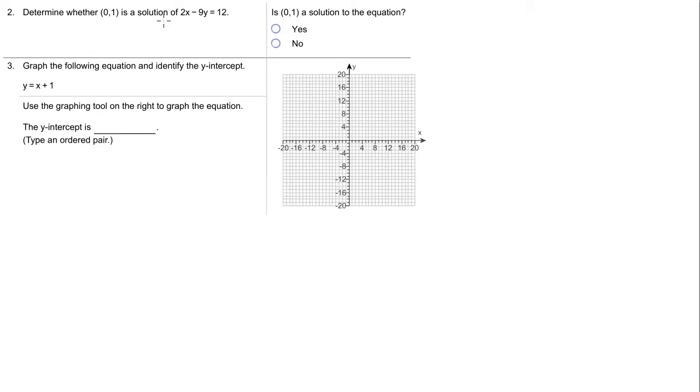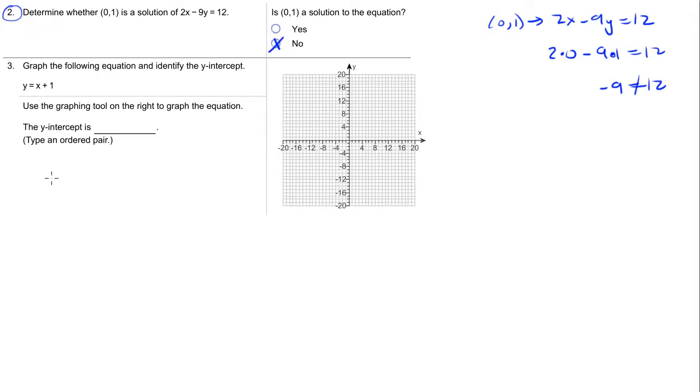Let's determine whether, number 2 here, let's determine whether 0, 1 is a solution to 2x minus 9y equals 12. So that's 2 times 0 minus 9 times 1 is equal to 12. Negative 9 is not 12. Is it a solution? No.